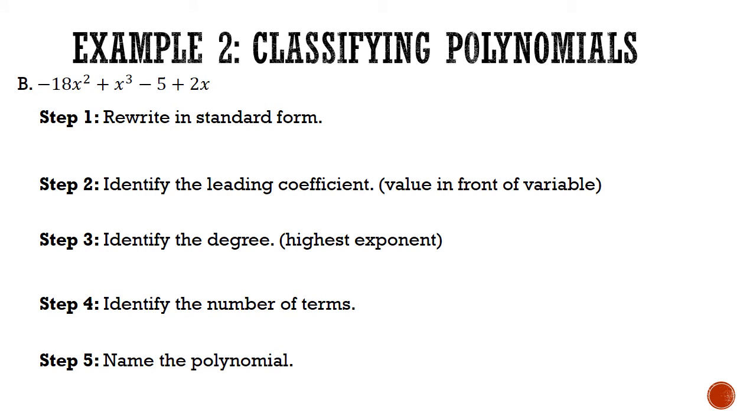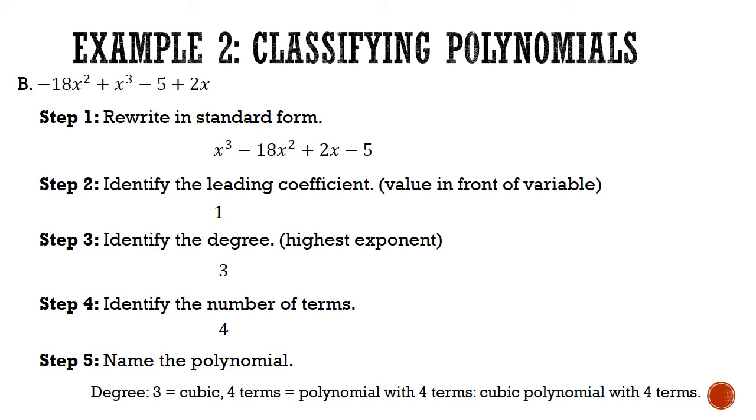Negative 18x squared plus x cubed minus 5 plus 2x. Rewrite it in standard form, highest exponent to lowest exponent. So you get x cubed minus 18x squared plus 2x minus 5. Identify the leading coefficient. What value is out in front? Well, that's a 1. Identify its degree. What's the largest exponent? That's a 3. Identify the number of terms. How many are separated between plus and minus signs? So you have x cubed, negative 18x squared, 2x, and negative 5. So that's 4 terms.